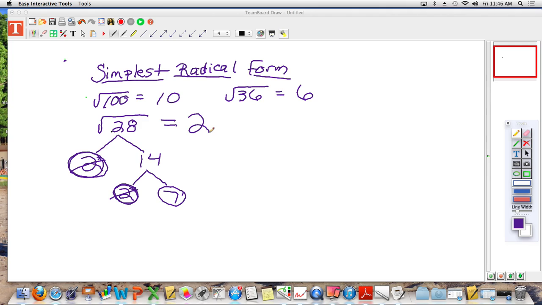Because just like the square root of 100, that means 10, the square root of 10 times 10. 10 comes in a pair. 2 10s make 100. The square root of 100 is 10.